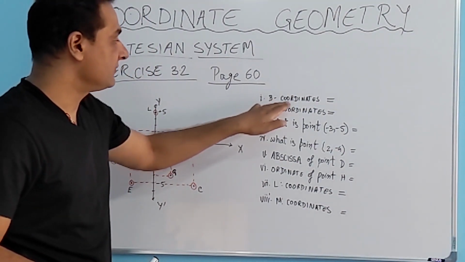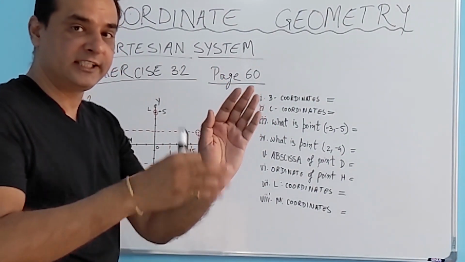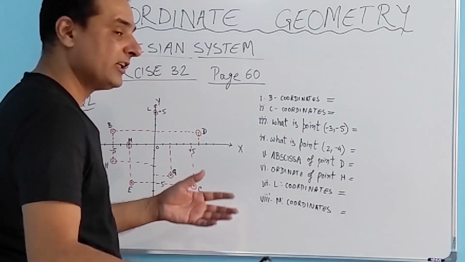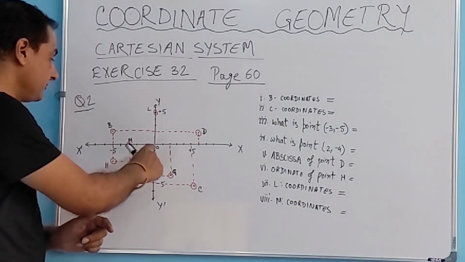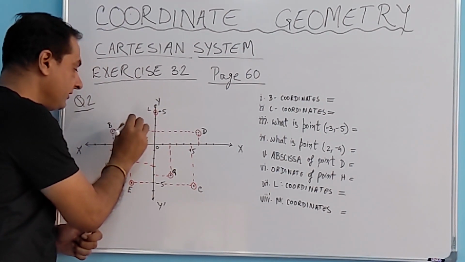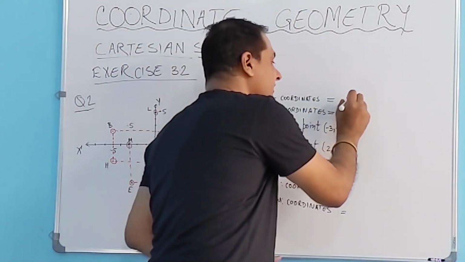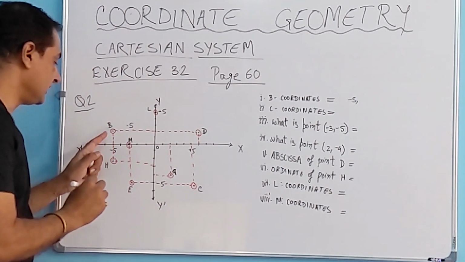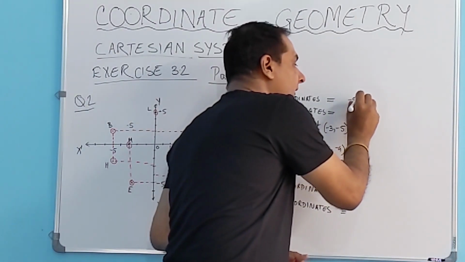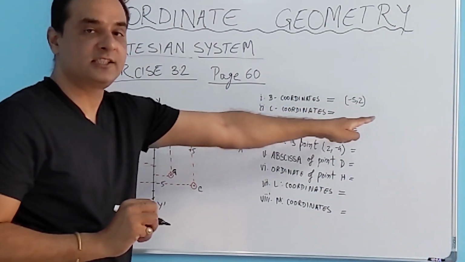The first question is, find the coordinates for point B. How do we find coordinates? X coordinate comma y coordinate, we put that in a bracket. So let's look at point B. Where is point B? Here. The x coordinate is the perpendicular distance from the y axis. This is 5 in the minus direction, so it is minus 5. So let's write the x coordinate, which is minus 5. What is the y coordinate? The perpendicular distance from the x axis. This is 2 in the positive direction, so it stays 2. And we put that in a bracket. So the coordinates for point B are minus 5 and 2.